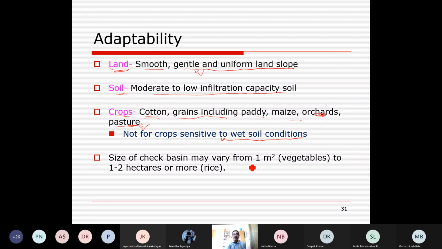The size of the check basin may vary from just 1 square meter, like for vegetables, to 1 to 2 hectare basins or even more, and that could be just for rice, since it is bunded everywhere and we are simply applying water. So it is a basin as well.